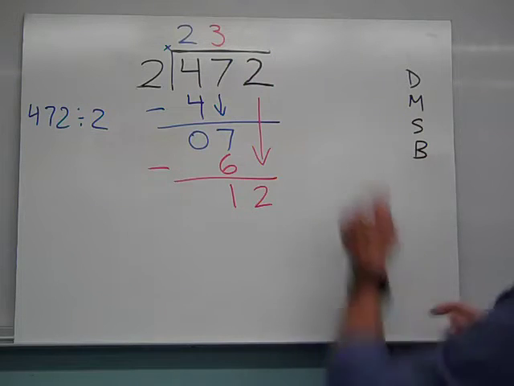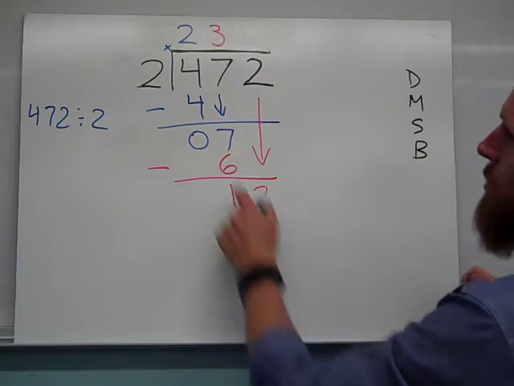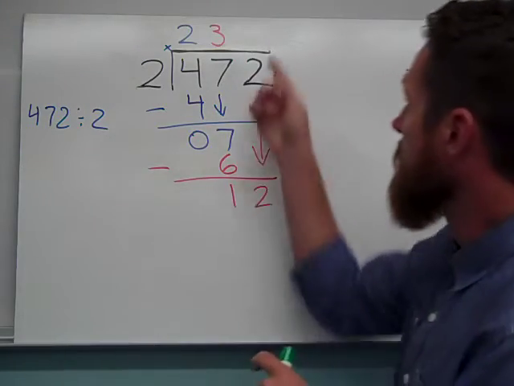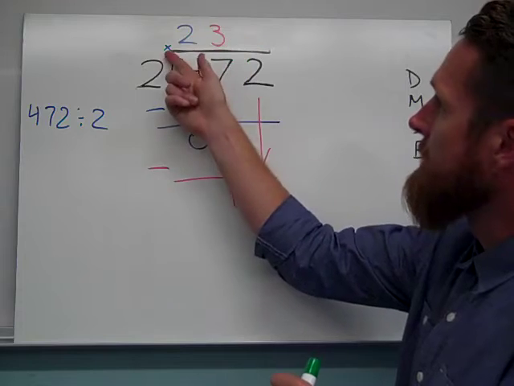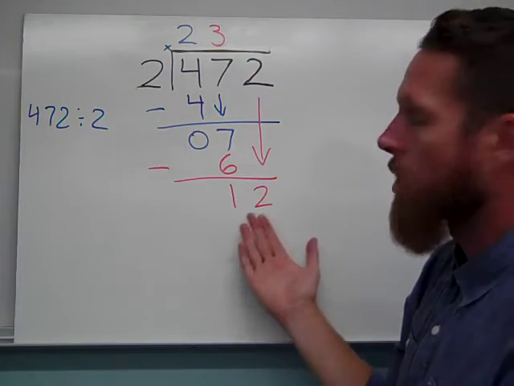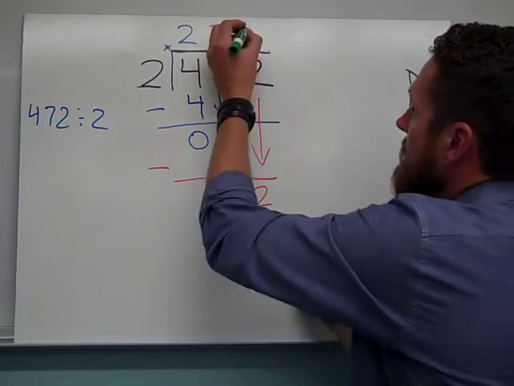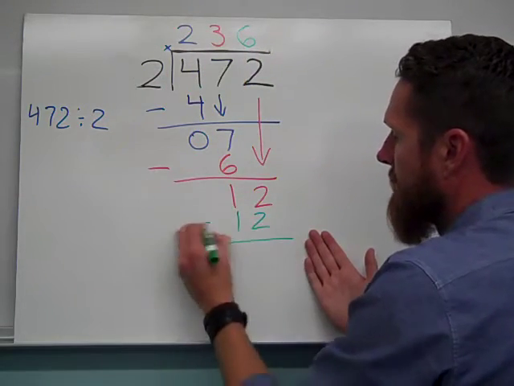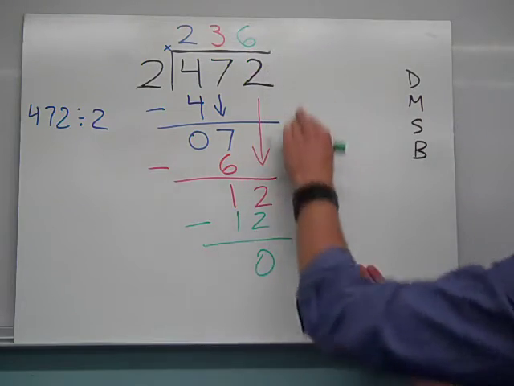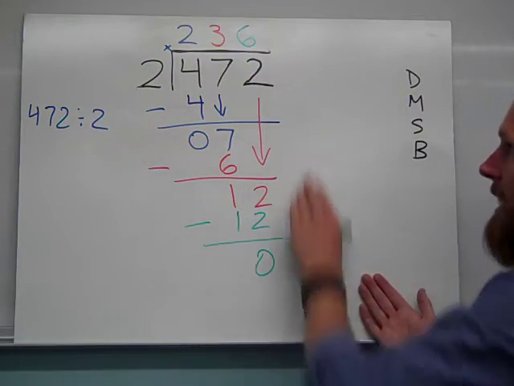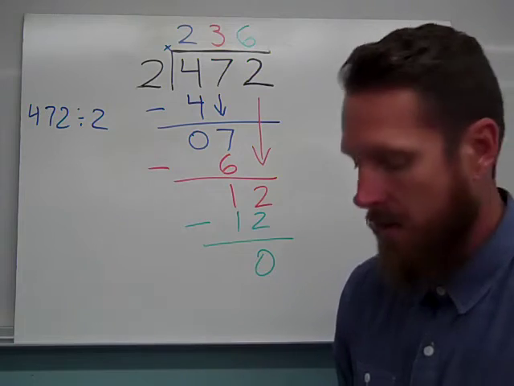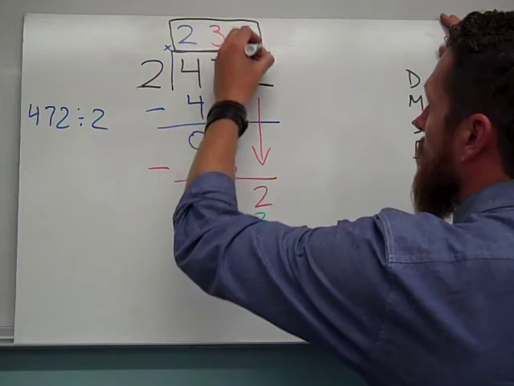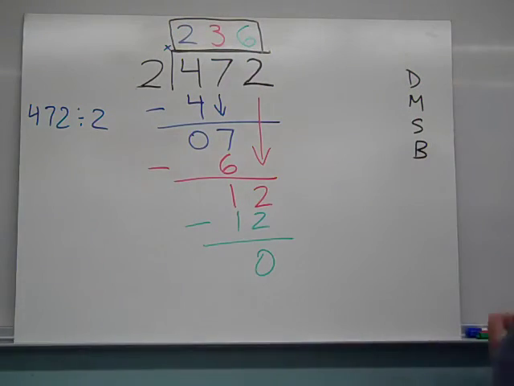Okay. Now I go back up to the top, dividing again. 12 divided by 2. Once again, if you can't think of the division that way, then just do the multiplication part. What number times 2 equals 12 or close to 12? In this case, 6 times 2 equals 12. So 6 times 2 equals 12. Subtract. There is no bring down. If there is no more to bring down, at this point we're done. Our answer would then be this on top right here. 236.